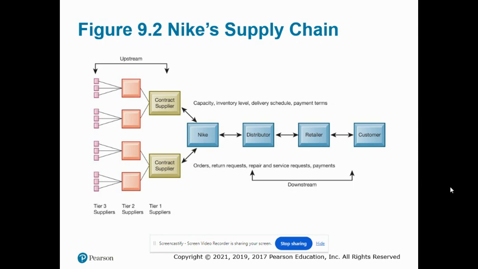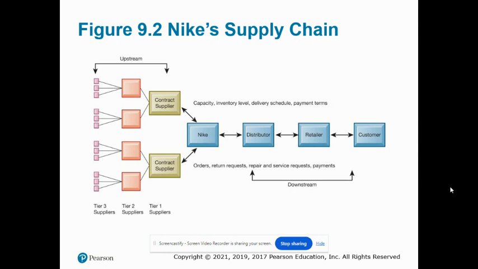There is a mutual flow of communication between the 3 tiers labeled as upstream. Each contract supplier is mutually connected to Nike. The diagram further shows a mutual connection between Nike, distributor, retailer, and customer, each connected to the other by double-headed arrows. The relation of the first contract supplier with Nike and its distributor, retailer, and customer involves upstream activities like capacity, inventory level, delivery schedule, and payment terms.